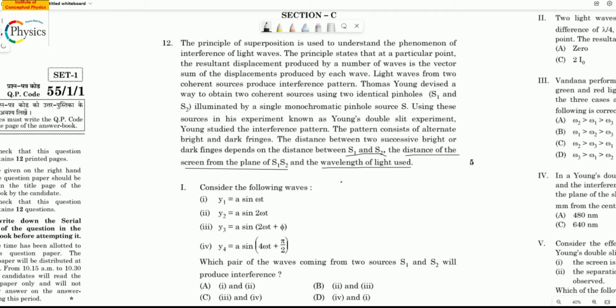So whenever you study Young double slit experiment, you must be very clear that the gap between the bright fringes or the dark fringes depends on three things. One, the distance between slits.